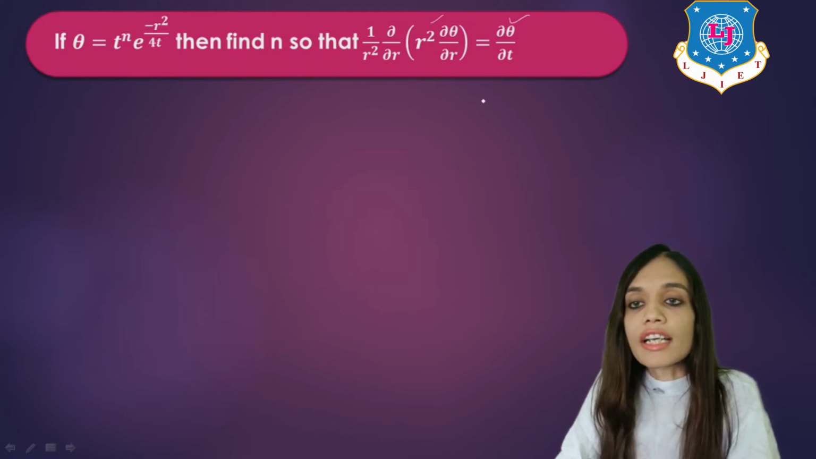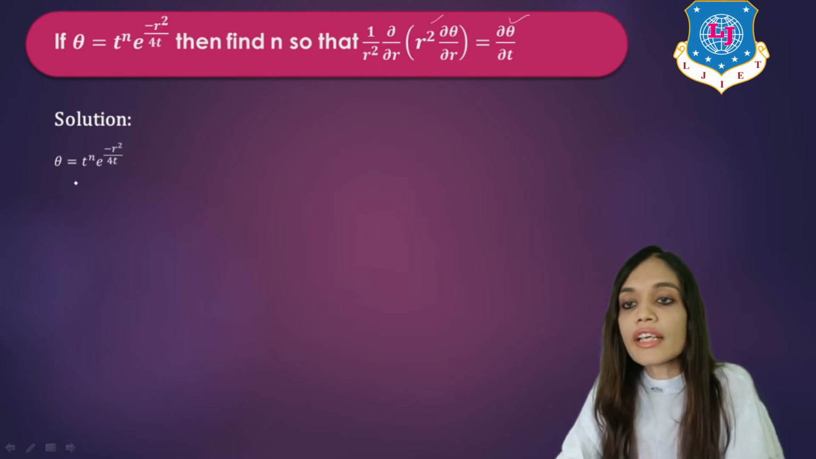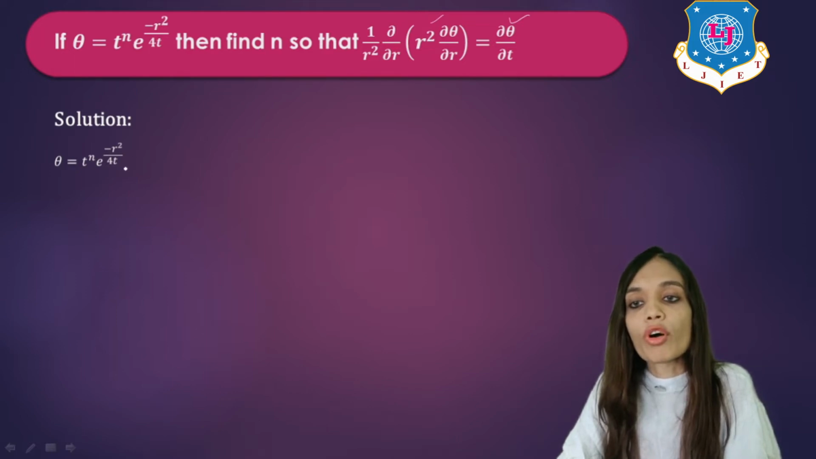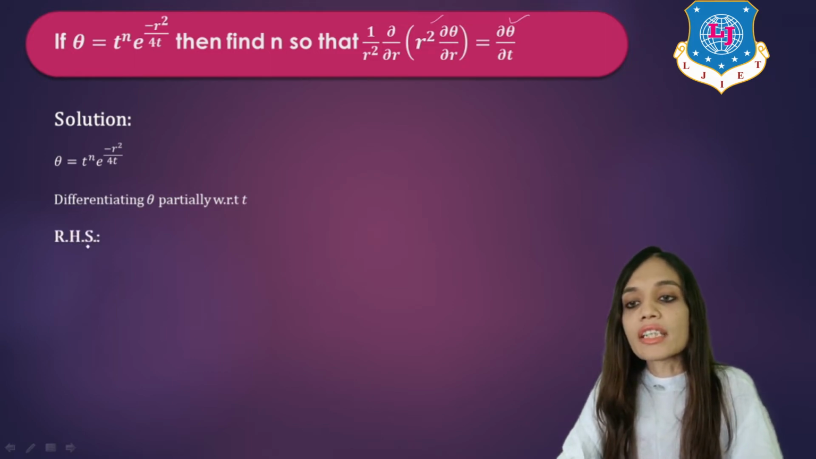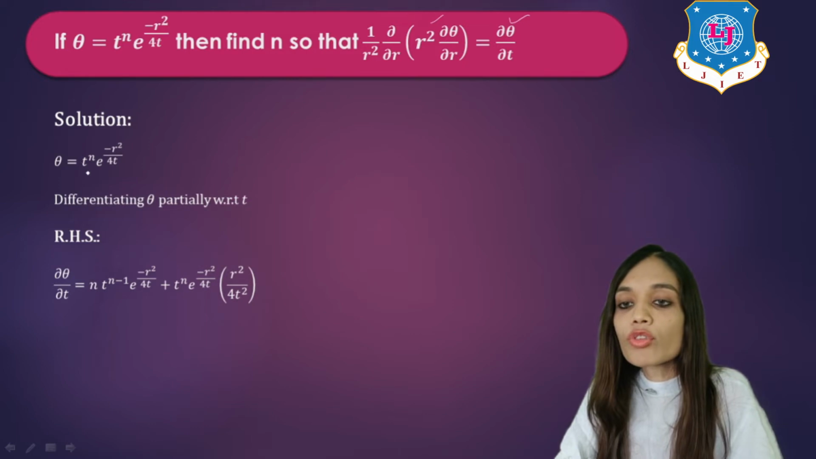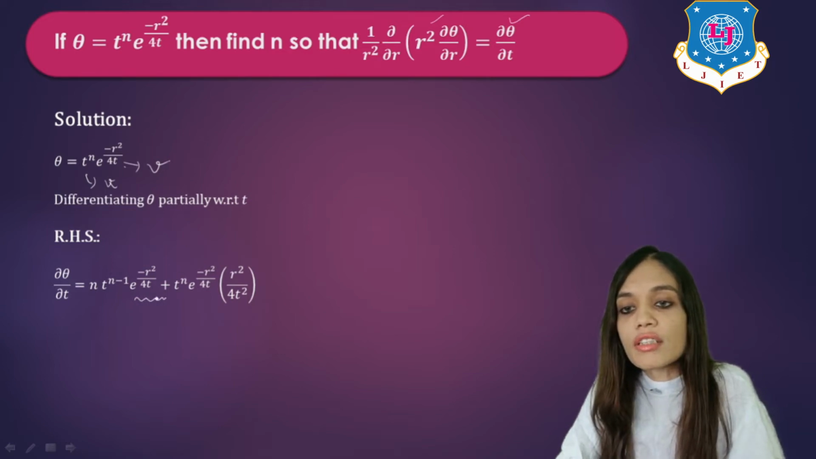So firstly, let us begin with its solution. Here theta is equal to t raised to n into e raised to minus r square upon 4t. So let us differentiate theta partially with respect to t. So firstly we will solve our RHS. So let us begin to find del theta by del t. So here we have to apply the u into v rule of derivative, right? So what we have to do is firstly keep this term as constant, that is e raised to minus r square upon 4t is constant, and find the derivative of t raised to n.